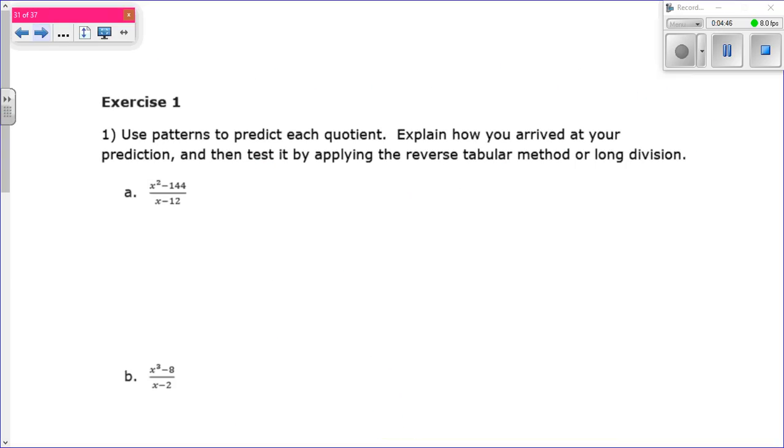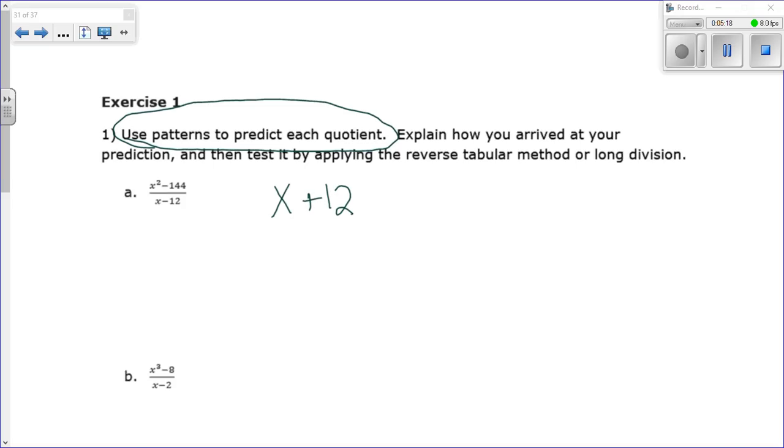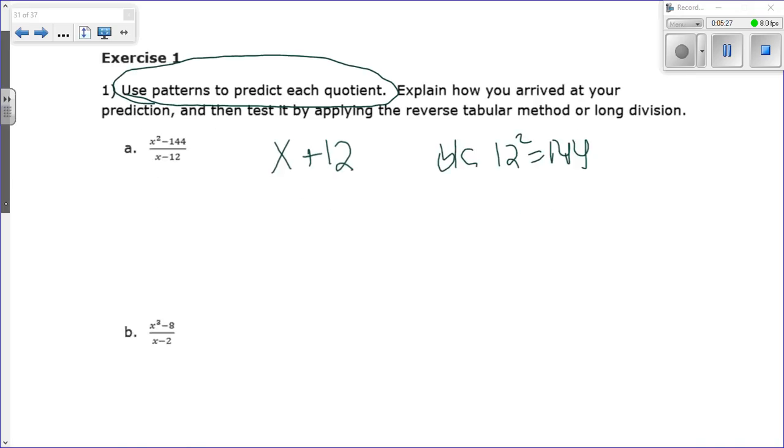Use patterns to predict each quotient. Explain how you arrived at your prediction, and then test it by applying the reverse tabular method or long division. Well, we're just actually going to use the patterns to predict. This is all we're going to do, just this part. So if I have x squared minus 144 divided by x minus 12, my powers have to be descending, so it'll be x plus 12, because 12 squared equals 144, and we just kind of divided out.